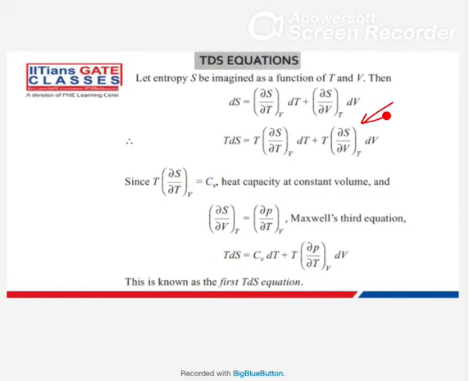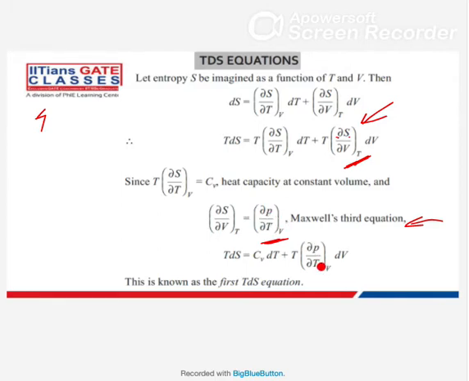Okay, right hand side. Now we have ∂S/∂V at constant temperature. From the four Maxwell equations, ∂S/∂V at constant temperature can be written as ∂P/∂T at constant volume, which is Maxwell's third equation. We have seen four equations, and out of that this is one equation, so we can replace this particular thing.